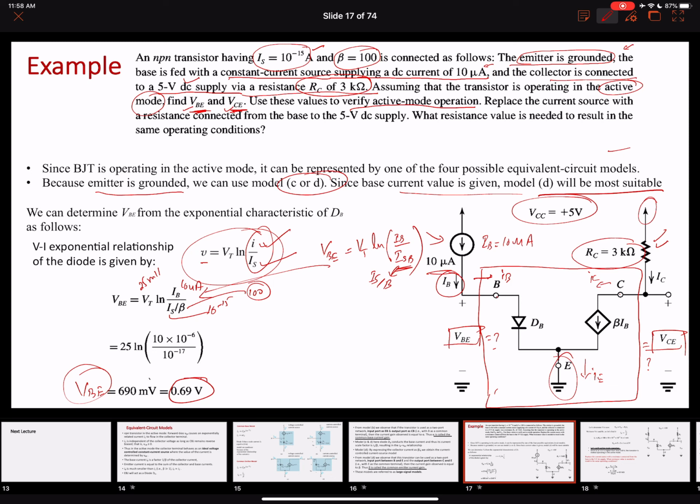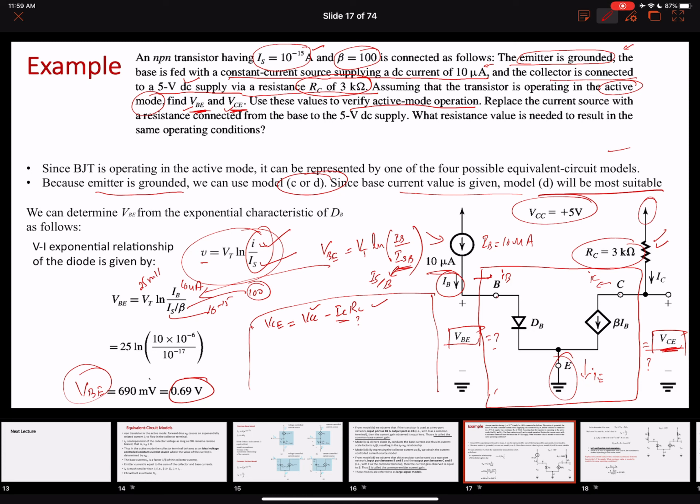Okay, so great. Now let's find the VCE voltage, the collector to emitter voltage. How can we find it? Actually, that's even easier, a simple Kirchhoff's voltage law. So our VCE equals VCC minus ICRC. We know the value of RC, 3 kilo ohms. We know the value of VCC, 5 volts. We don't know the value of IC, so let's find the value of the collector current first.